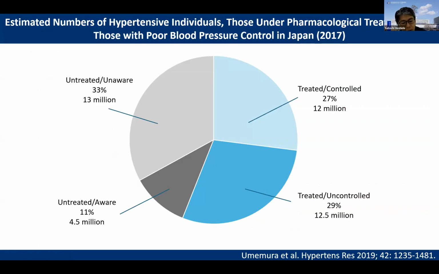However, in spite of that, our country has a major concern. This chart shows the estimated distribution of hypertensive individuals in Japan in 2017. The largest group, 33%, about 13 million people, are unaware and untreated, a major concern for public health. Untreated and unaware hypertension.